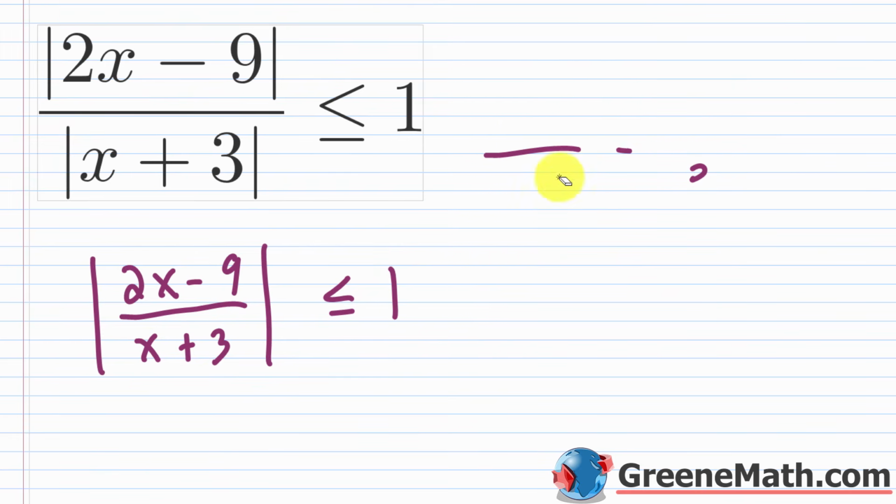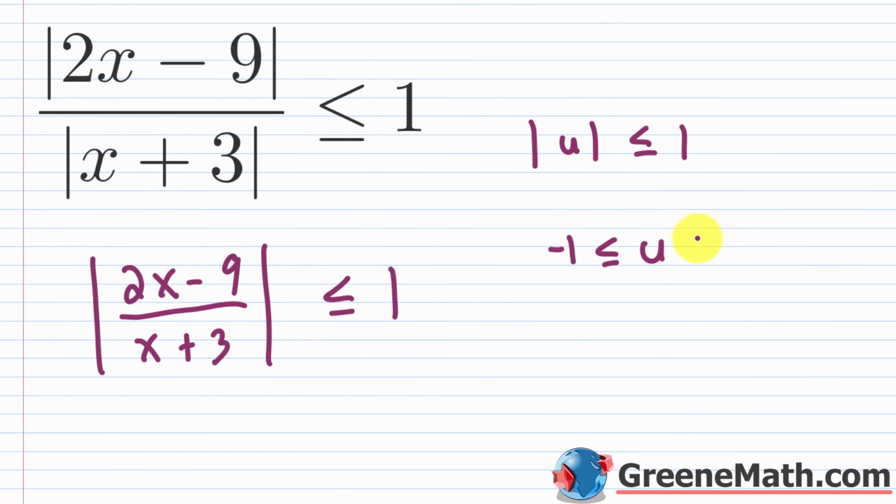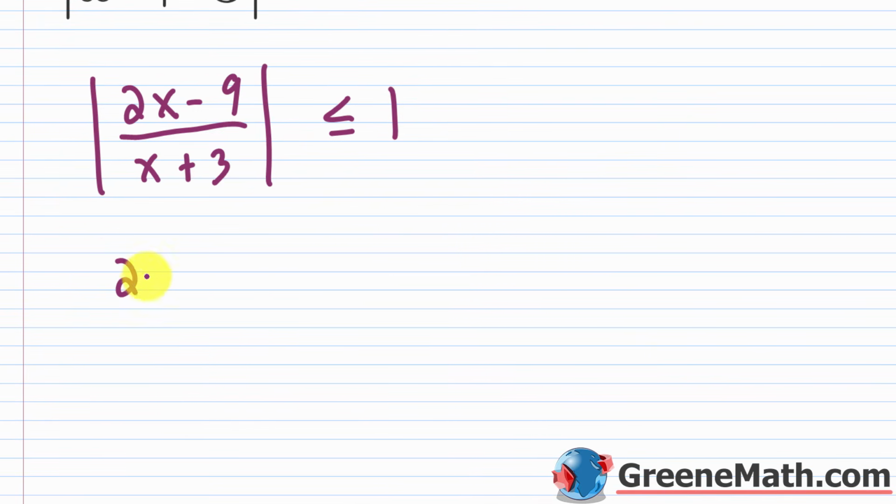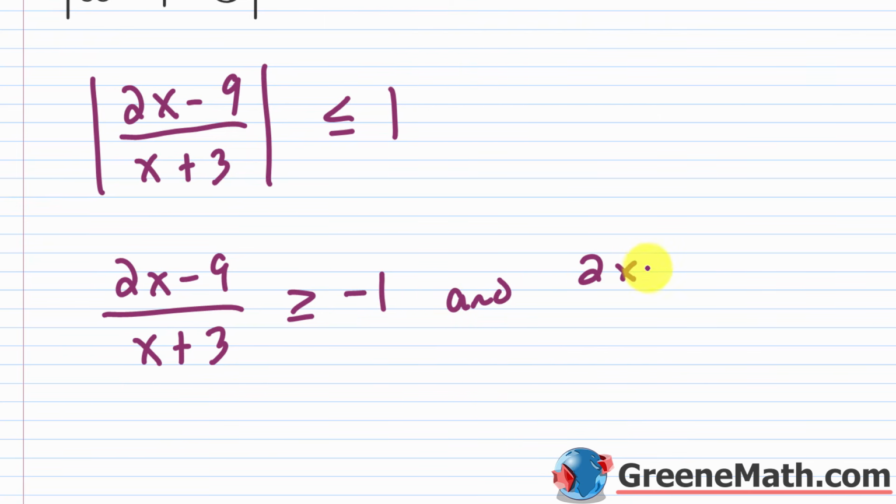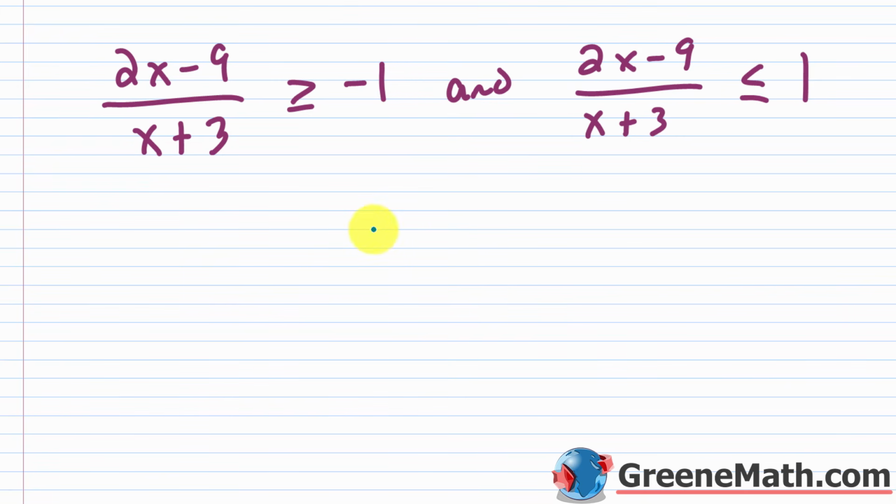So now we're going to use a different rule. So if we had the absolute value of u, and we said this is less than or equal to 1, well, that means that u is greater than or equal to -1 and less than or equal to 1. Okay, so I'm not going to write this as a 3-part inequality. I'm going to break it up and use the keyword and. I think that's going to be a little bit better here. And so I'll take this guy, this 2x minus 9 over x plus 3, and I'll say that it's going to be greater than or equal to -1. And then I'll say and this 2x minus 9 over this x plus 3 is going to be less than or equal to +1.